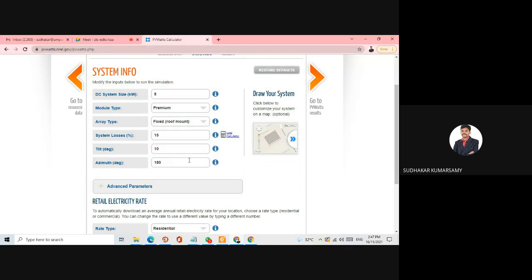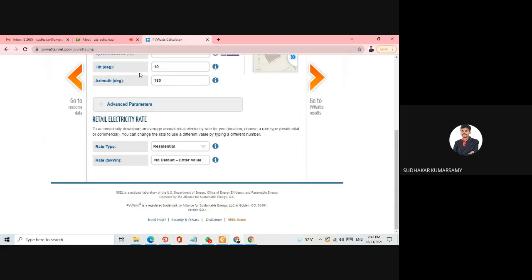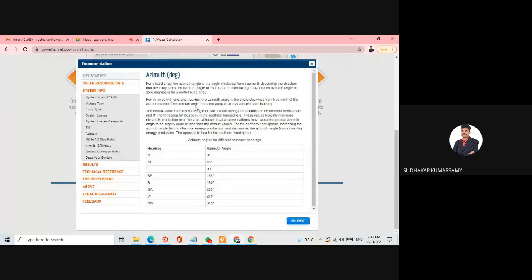Azimuth is always 180 degrees for the northern hemisphere, and it is 0 degrees for the southern hemisphere. And you can know the difference. So for the azimuth angle, south facing is 180 degrees, and if it is north facing, 0 degrees. Normally in our case, we always face south, so south facing means 180 degrees azimuth angle.